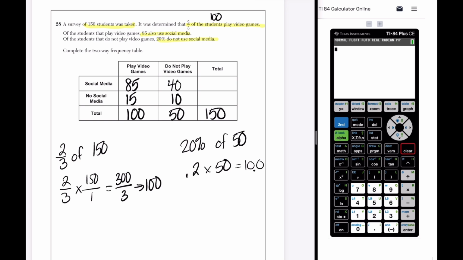And now I can do my adding across to figure out the next part. So how many kids all together use social media? You're just going to add these two together. 85 plus 40 is 125. And then you'll add the next one. 15 plus 10 is equal to 25. And you could always just check with your numbers. 85 plus 15 is 100. That's right. 40 plus 10 equals 50. That's right. 125 plus 25 is 150. That's right. And we already checked these and we saw that was right.